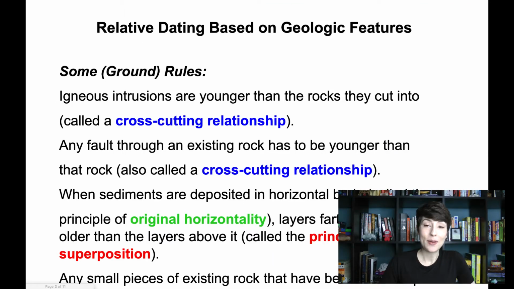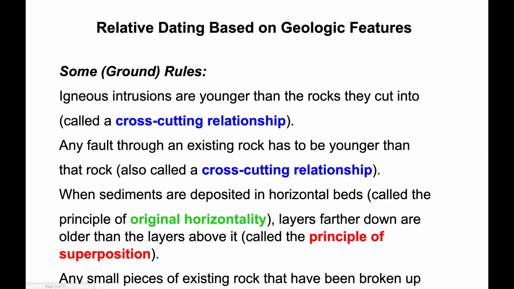So before we talk about how we look at different rock outcrops and compare them based on their age, we need to talk about some ground rules, pun intended. The first rule is igneous intrusions are younger than the rocks that they cut into. So if we have a whole bunch of layers of sedimentary rock and suddenly we have an igneous intrusion cutting into them, the sedimentary rocks must have been there before the igneous intrusion. This is called a cross-cutting relationship.